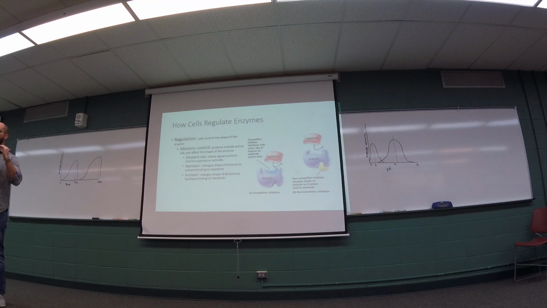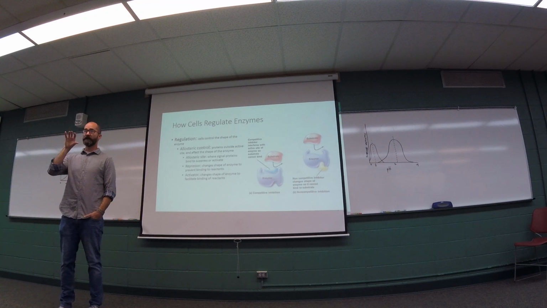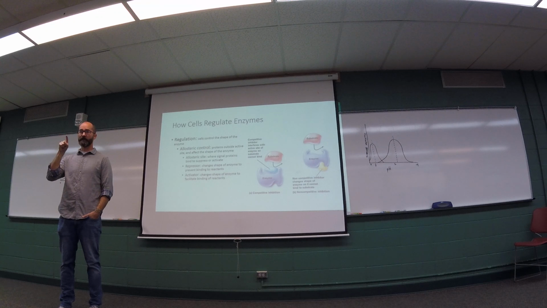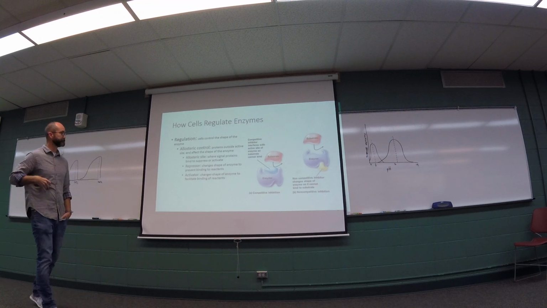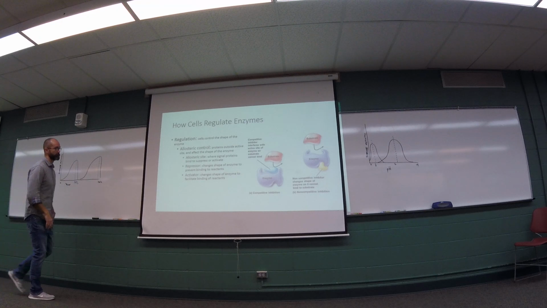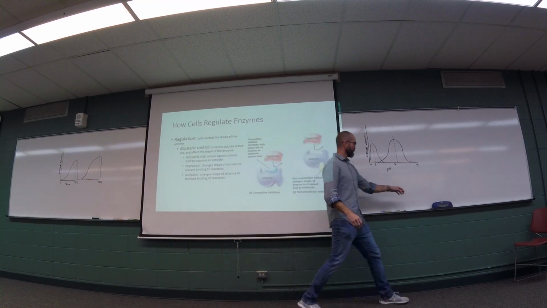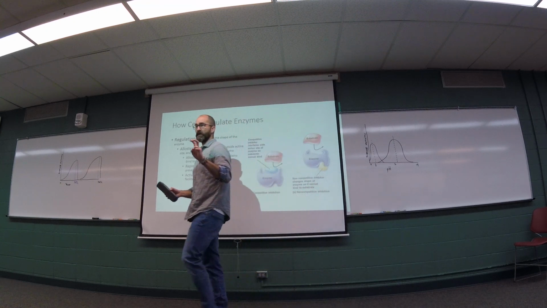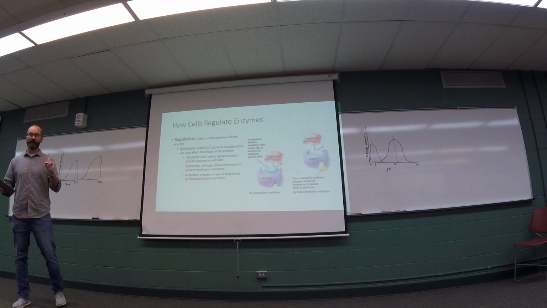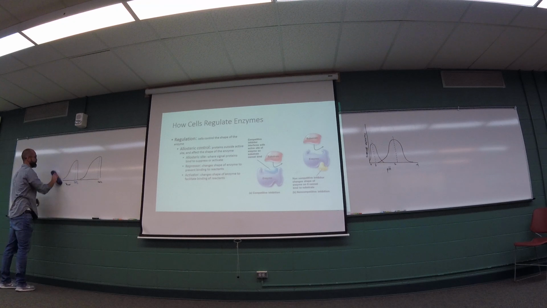There is a really cool type of regulation called allosteric regulation. And with allosteric regulation, we get an enzyme whose active site is changed by some other molecule binding away from that active site. Now, this can affect an enzyme in one of two ways. It can either repress enzyme activity or it can activate enzyme activity.